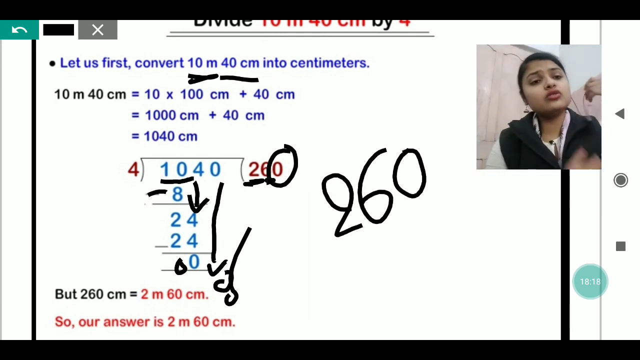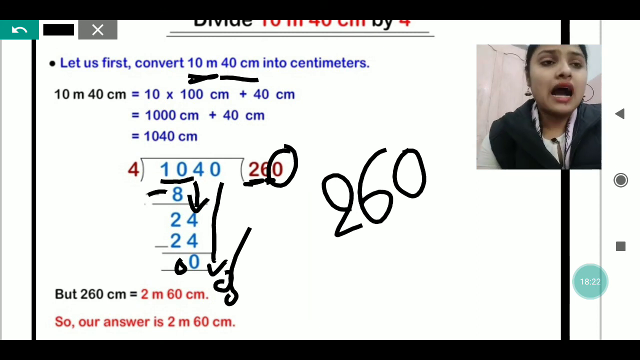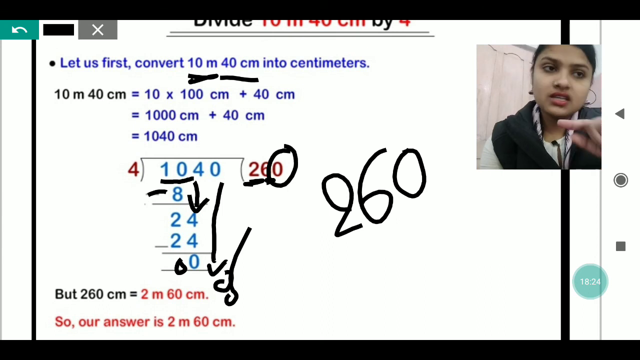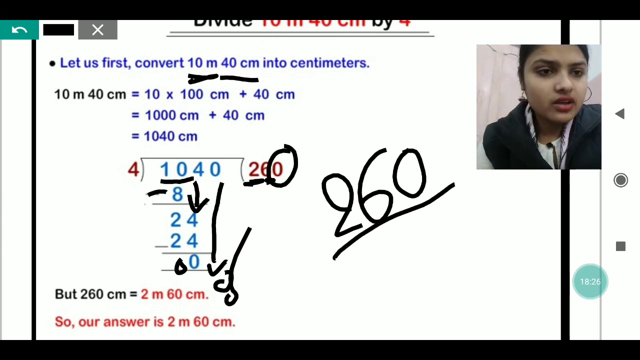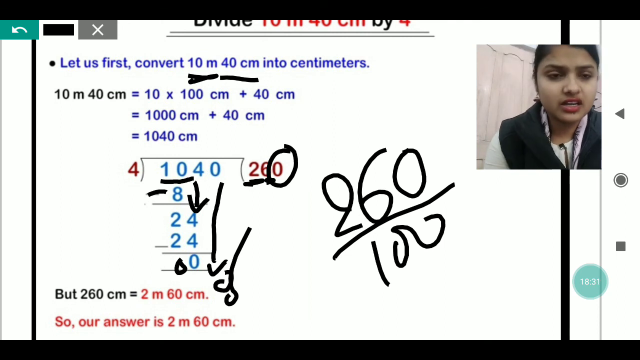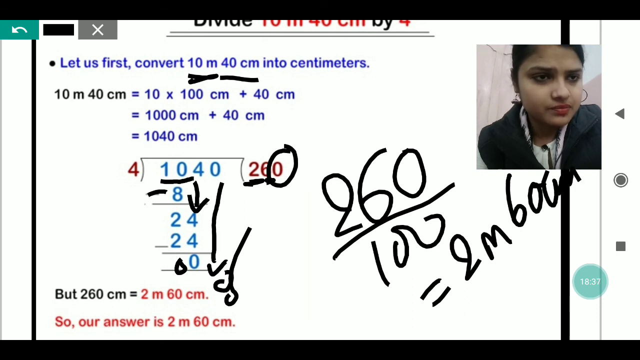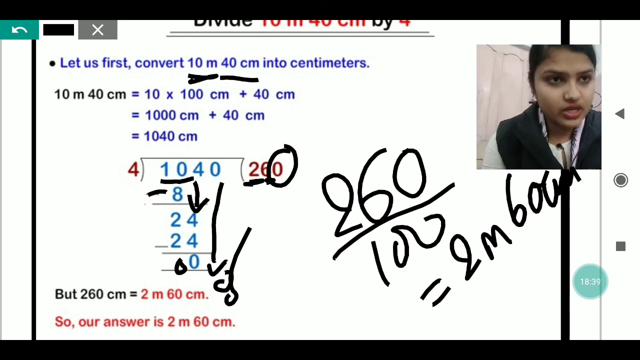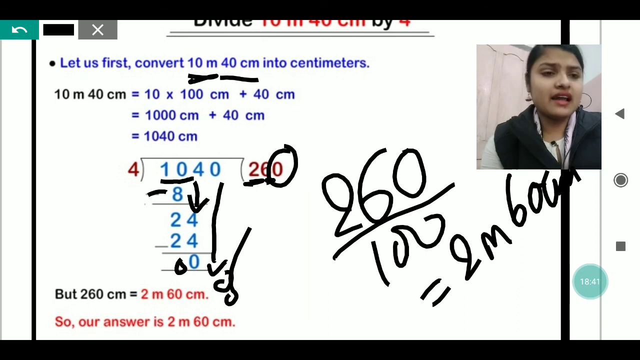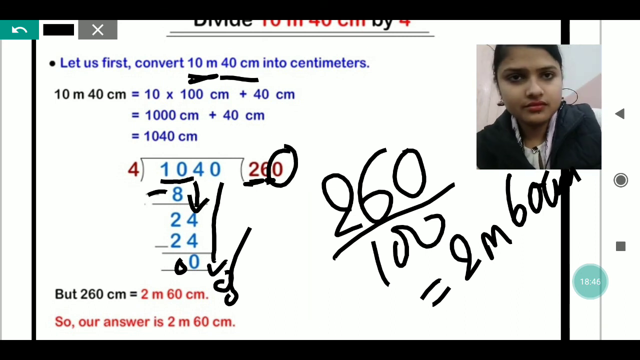260. And that 260 which you are getting, how will you write this 260 in meters and centimeters both? You just have to divide this by 100, because we know that 1 meter is equal to 100 centimeters. So when you divide it, okay, you will get 2 meters and 60 centimeters. Okay, we will get 2 as a quotient, and that 2 will become meters, and 60 will become centimeters, because that is the remainder.